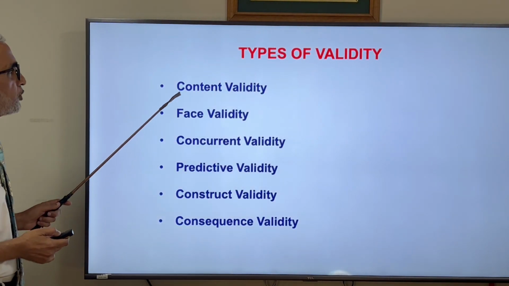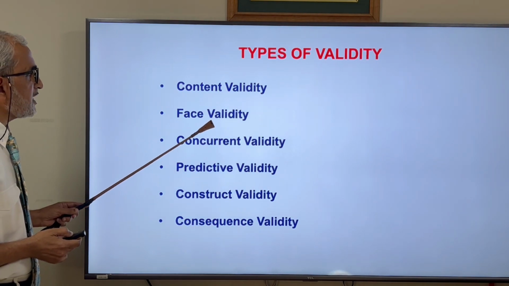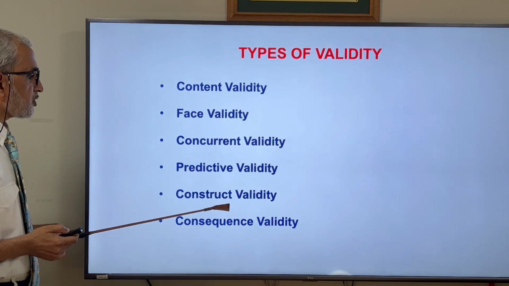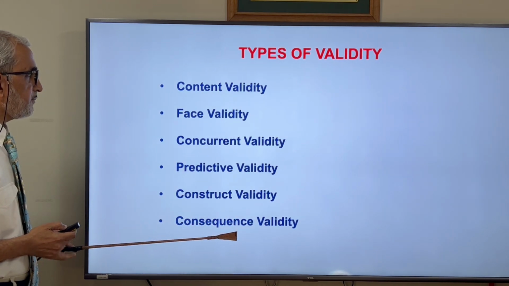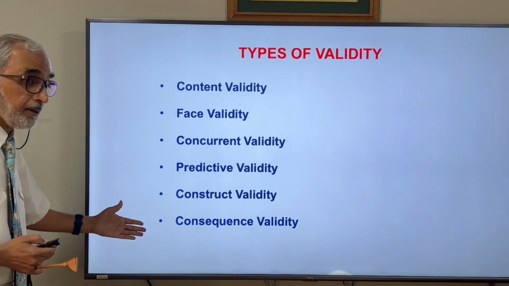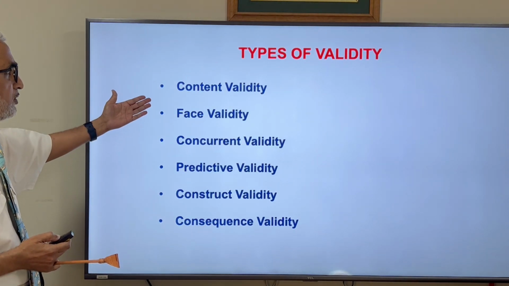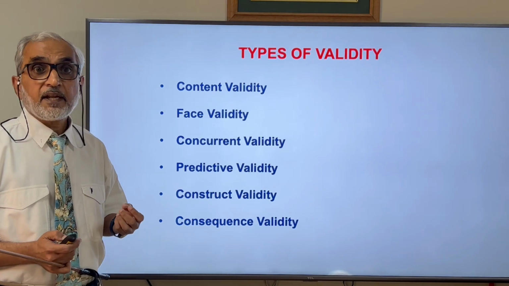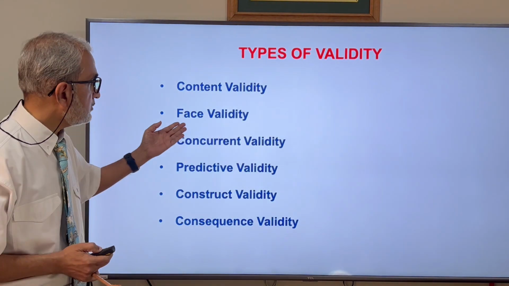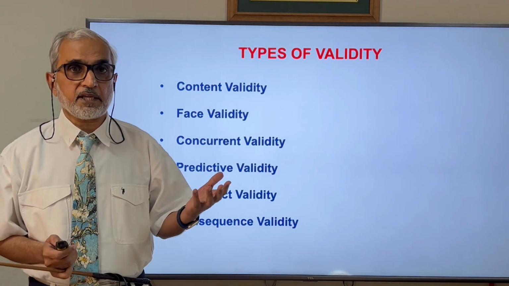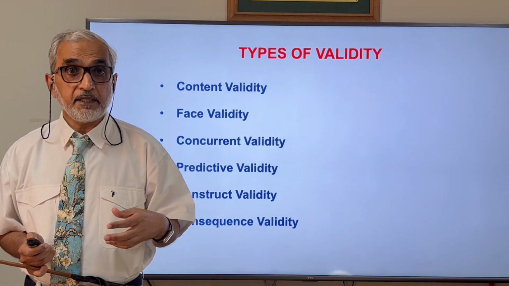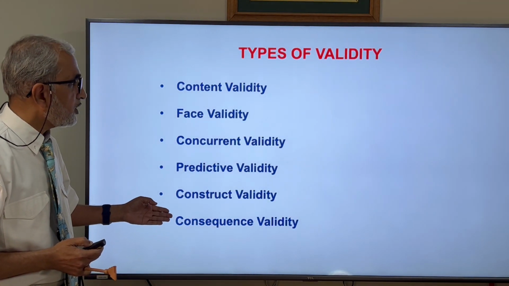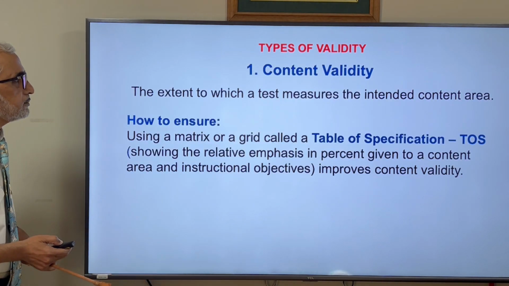The types of validity could be content validity, face validity, concurrent validity, predictive validity, construct validity, consequence validity. It means these are the different purposes. One purpose of a test could be that it should see that the student knows the whole content. Other could be, if you see the test on face value, it should appear to be the test which is being administered. I'm going to explain these terms, so let me proceed further.